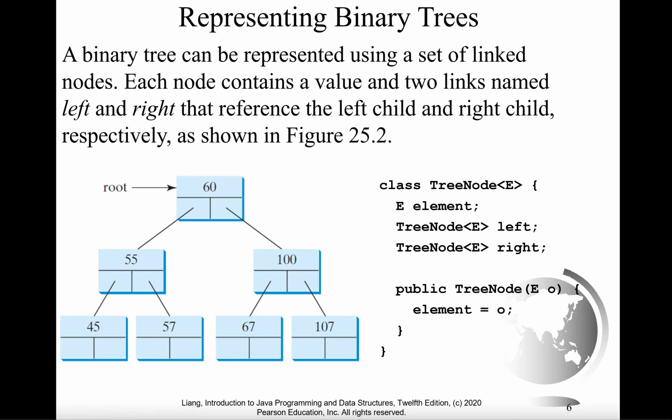Let's search for 61. 61 is greater than 60, goes to right. Less than 100 goes to the left. Less than 67 goes to the left, but there's nothing in the left. So 61 is not in the binary search tree.